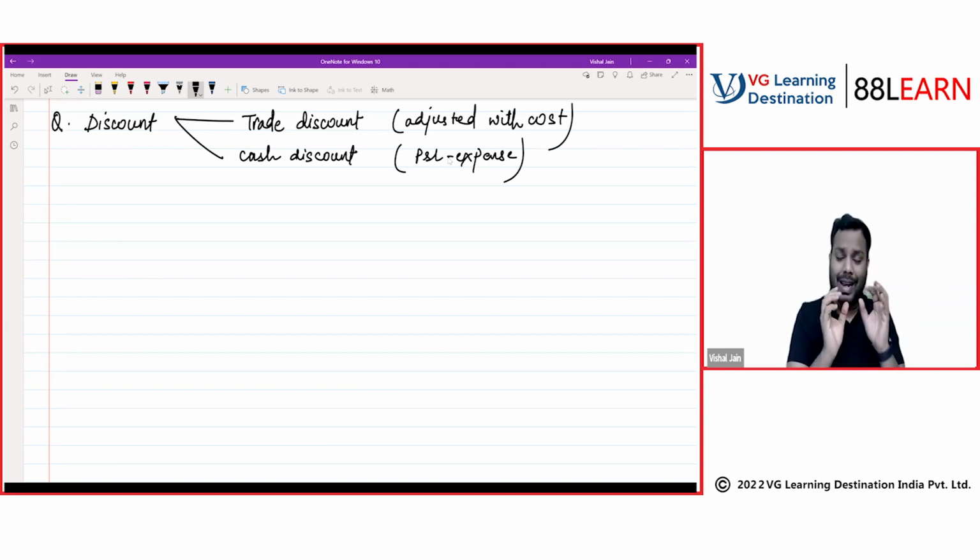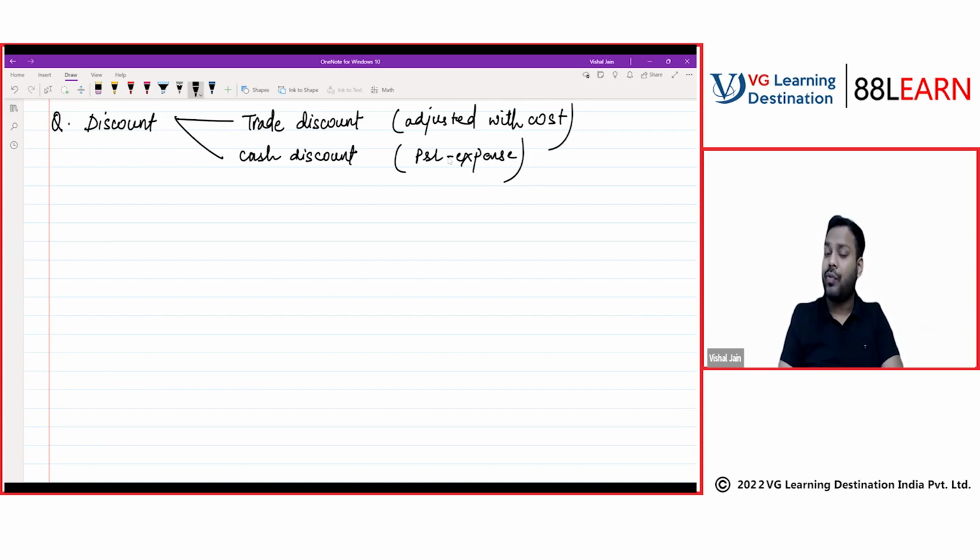Now, if you see any invoice, there will be no cash discount. You will never see cash discount in the invoice. You can see only trade discount. Why? Because trade discount is the actual discount that you give, right? But cash discount is not an actual discount.